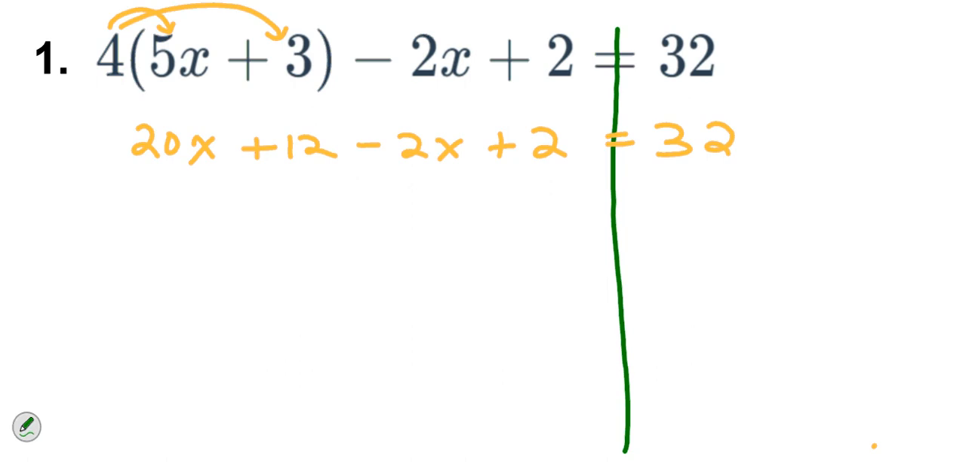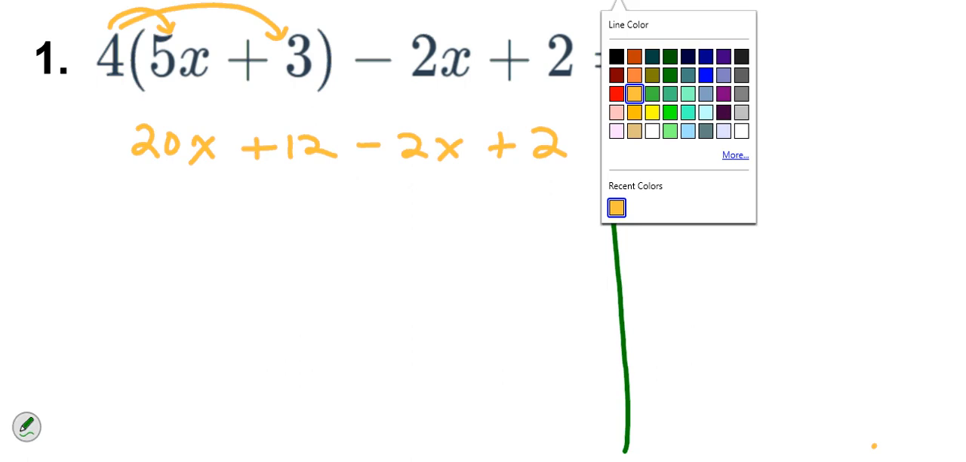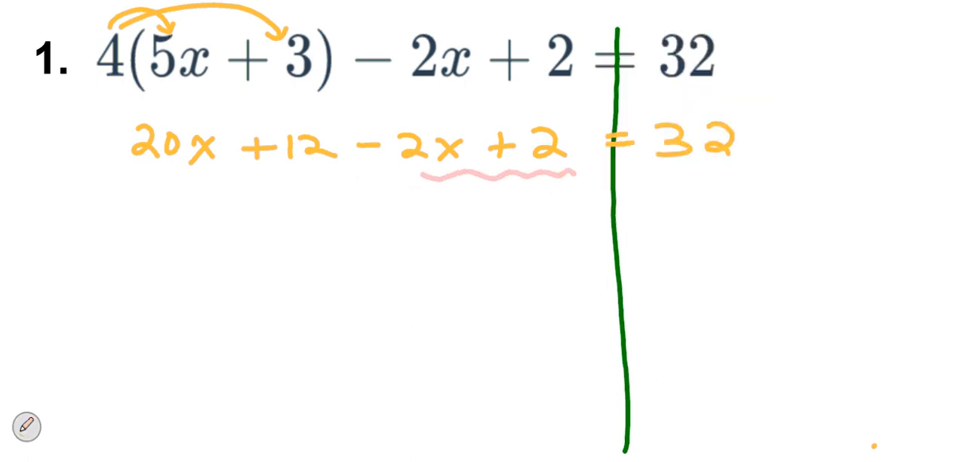All right, so what we have here on this side, let's pick a good color, is called an expression. We got just a lot of terms. So 20x, that's a term. And then see the plus separates terms. So 12 is a term. And then see the minus separates terms. 2x is a term, and 2 is a term. All right, that's a lot. Let's just get rid of all that. But anyway, we've got to combine all of these terms.